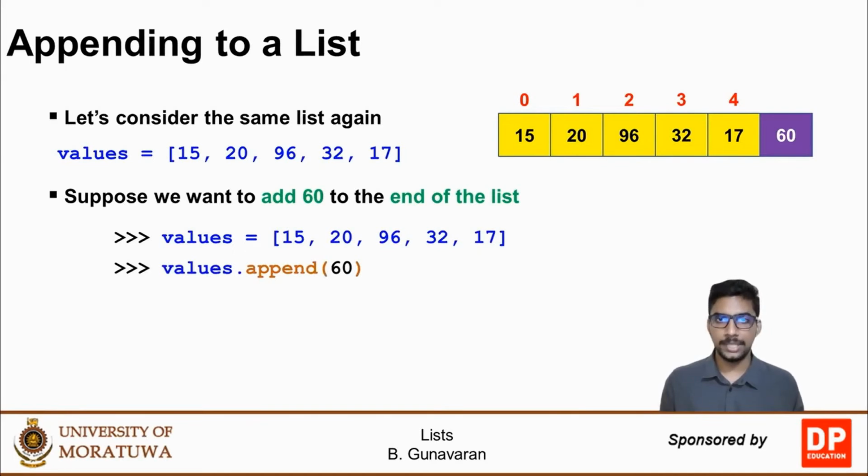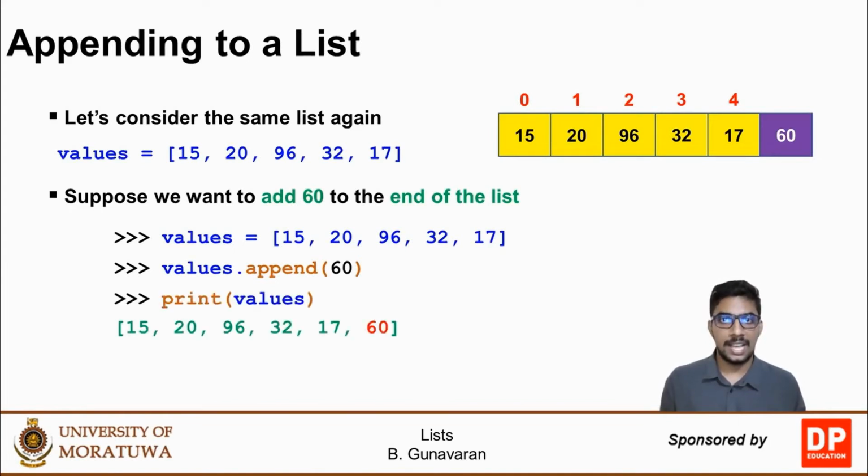Next, to append the values, we can use the append method. When you call values.append(60), it will add 60 to the end of the values list. To check whether 60 has been added successfully, we can print the values list and check. When you call print values, it will output the entire content of the values list. You can see that 60 has been added successfully to the end of the list.